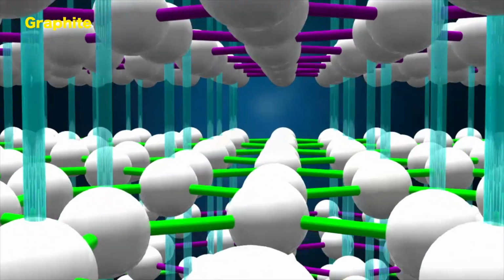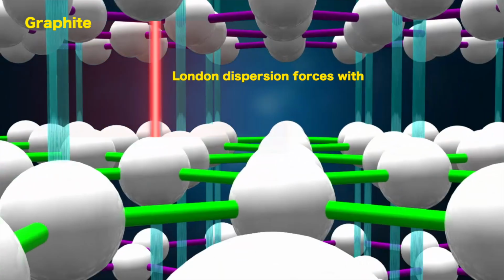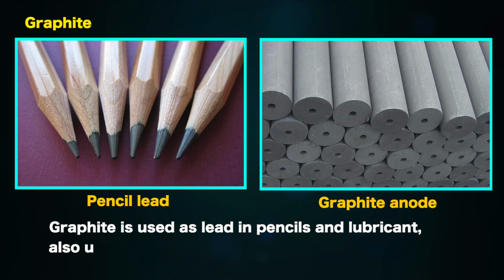These layers have weak forces between them. Due to these, the layers can slip over each other very easily. The interaction between the layers is known as London dispersion forces with distance of 3.35 angstroms. Graphite is used as lead in pencils and lubricant, also used as anode in lithium-ion batteries.